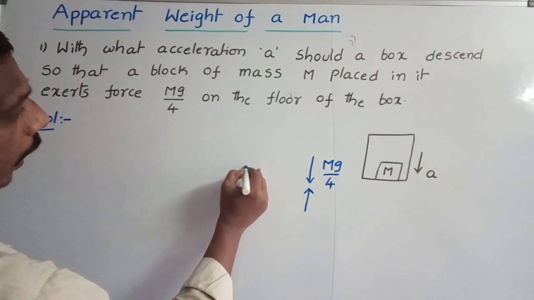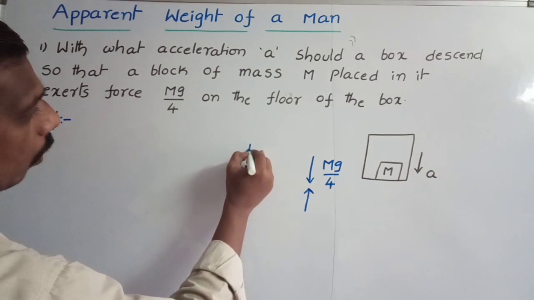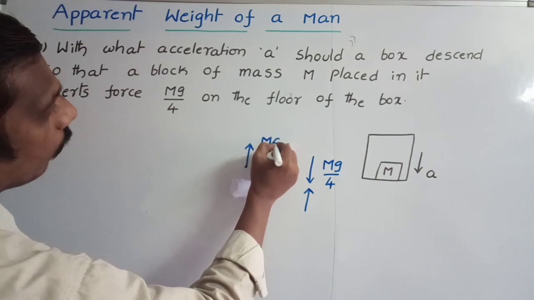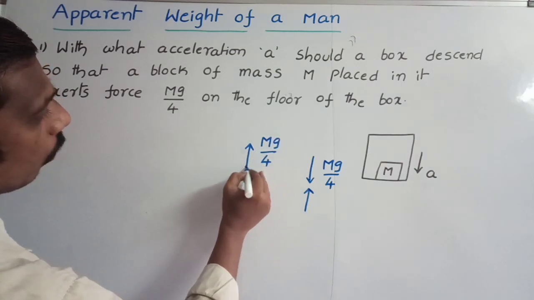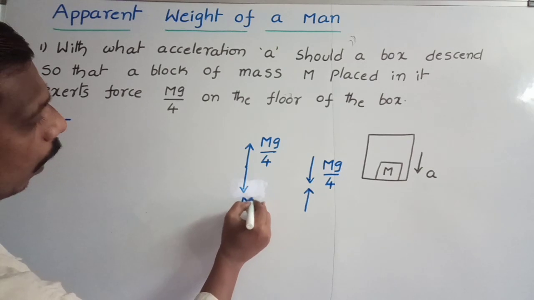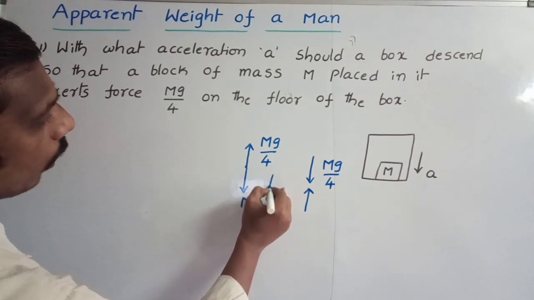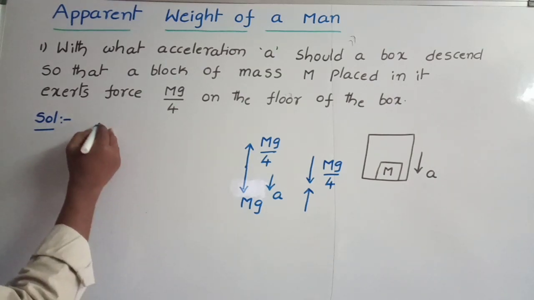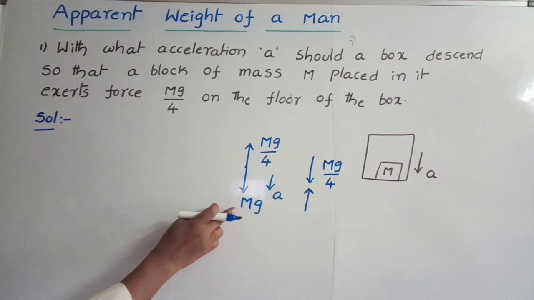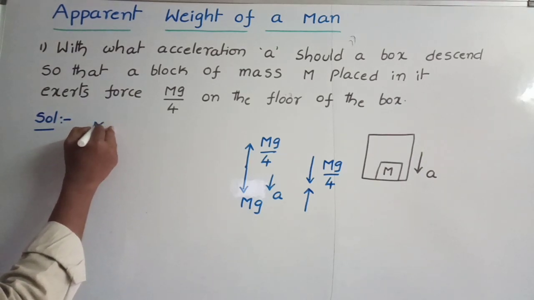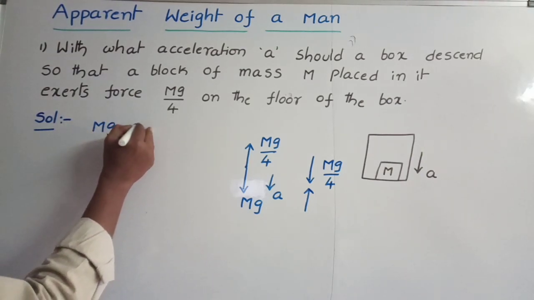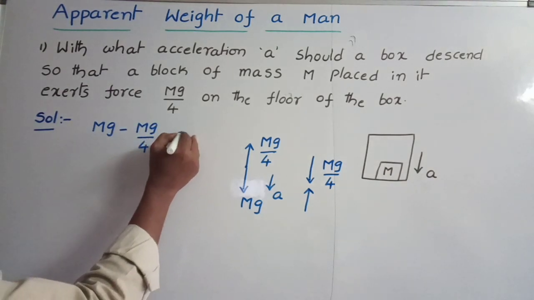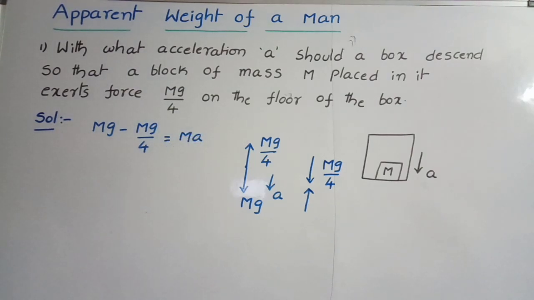So now we draw the free body diagram for the block M. On this block M, reaction force is acting in the upward direction, that is mg by 4. Weight of the block is acting in the downward direction, mg. But this block is moving downward with an acceleration a. Net force acts downward, that's why downward force is greater. So mg minus the upward force mg by 4 is equal to net force, which is mass into acceleration.